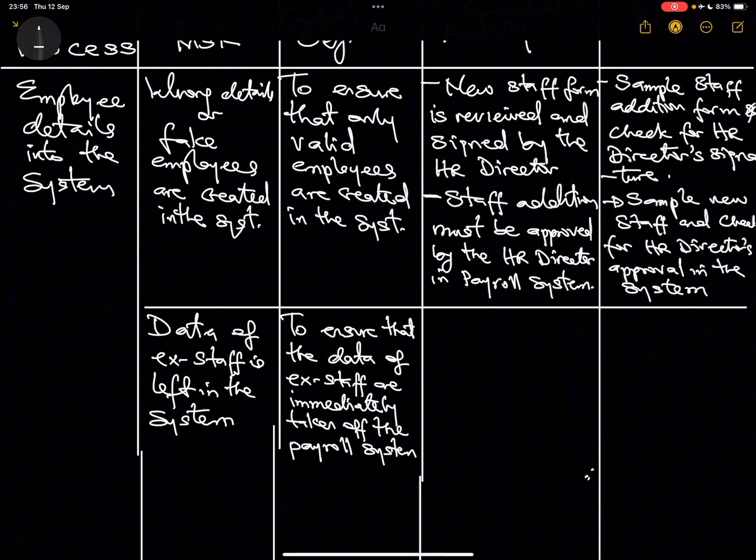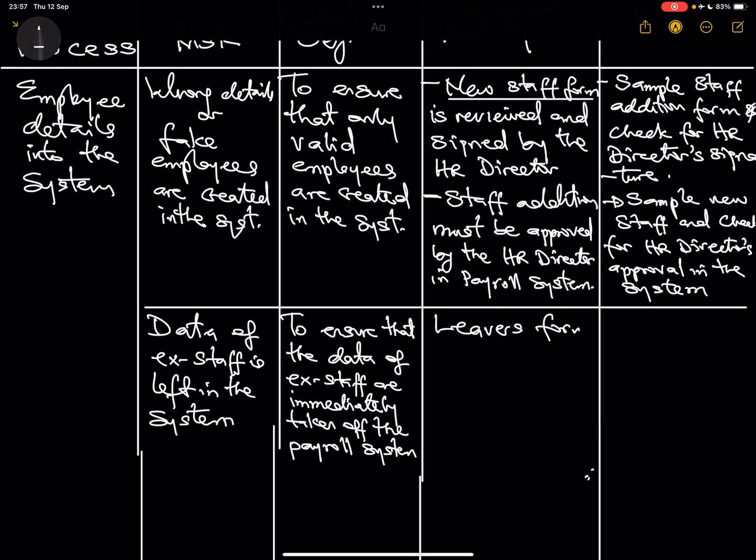And how do we achieve this control objective? The same way we have a new staff form, we need to have a leavers form. So when a staff leaves, there's also a form that they need to fill. Once they fill that form, then HR directors should approve the removal of that staff, right? That is the process, that's going to be the control, similar to what we have for addition. So leavers, that's the staff that has left.